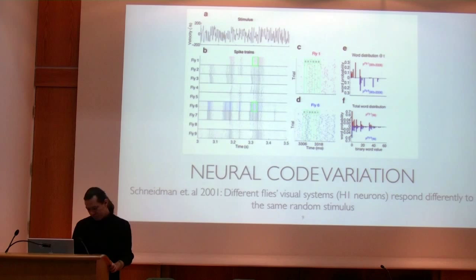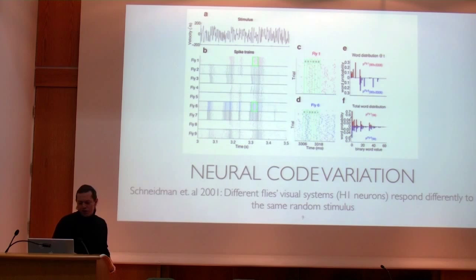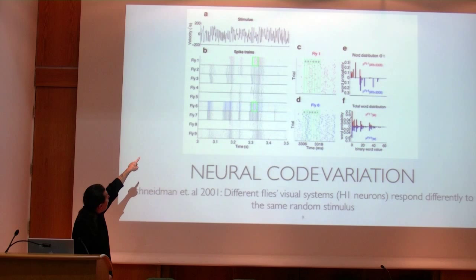And here is the paper. You can find the reference, Schneidman and others, 2001. It's neural code variation. I don't know if you can see it, but these are different flies. They have 9 flies, and that's time, and those are spike trains. You can see how different the patterns are.